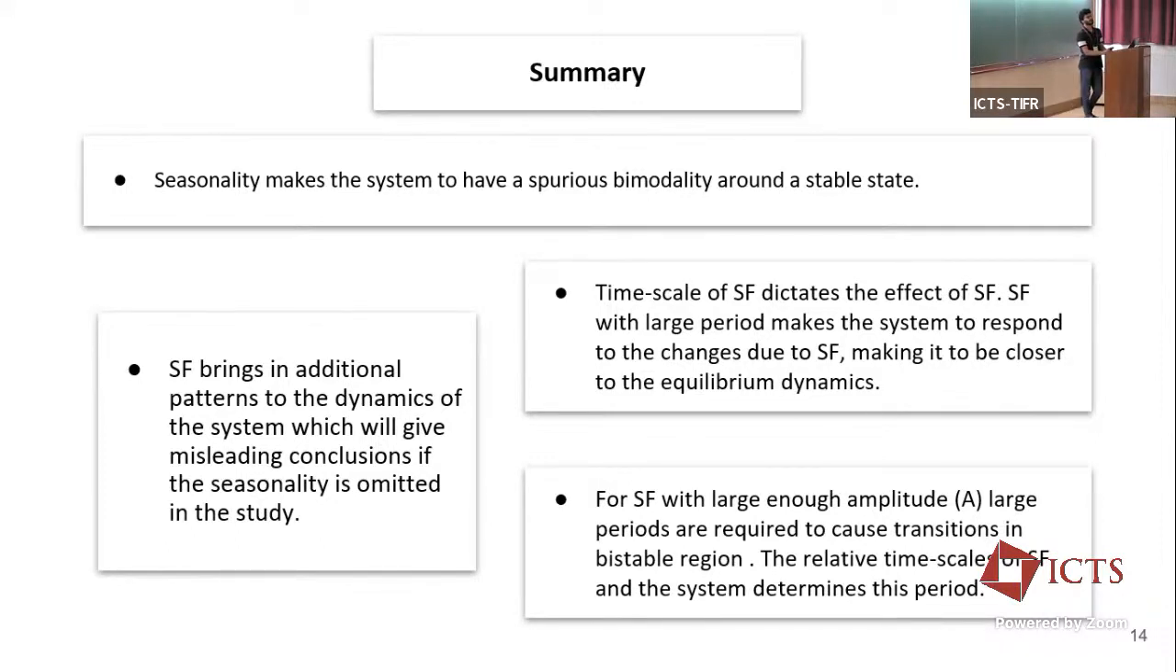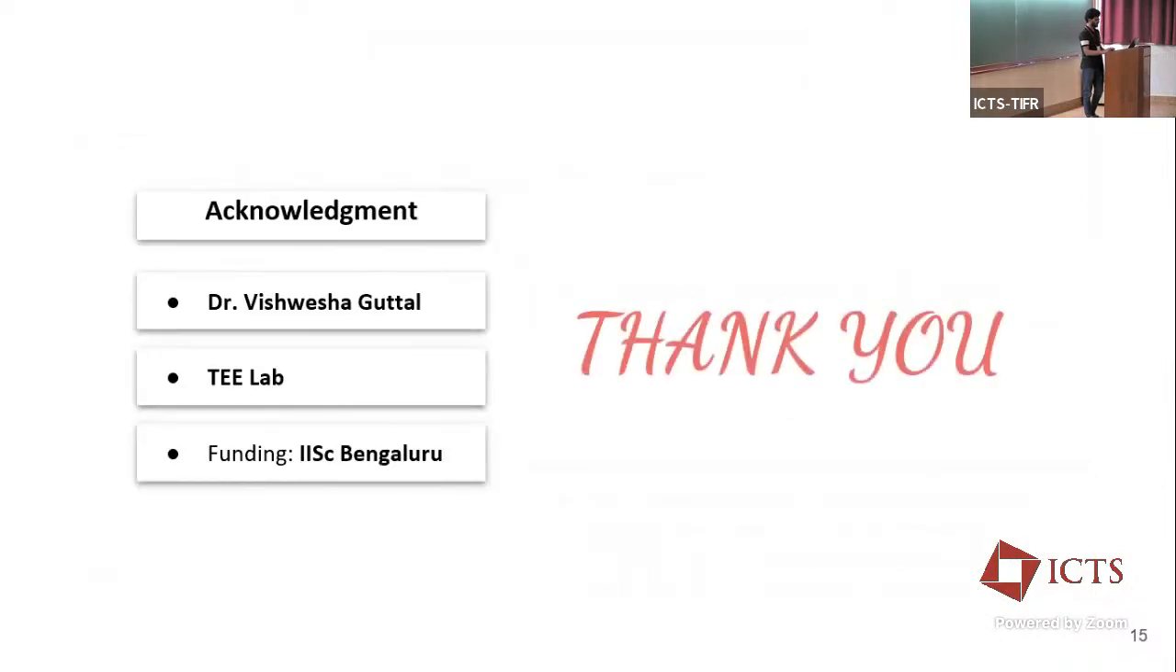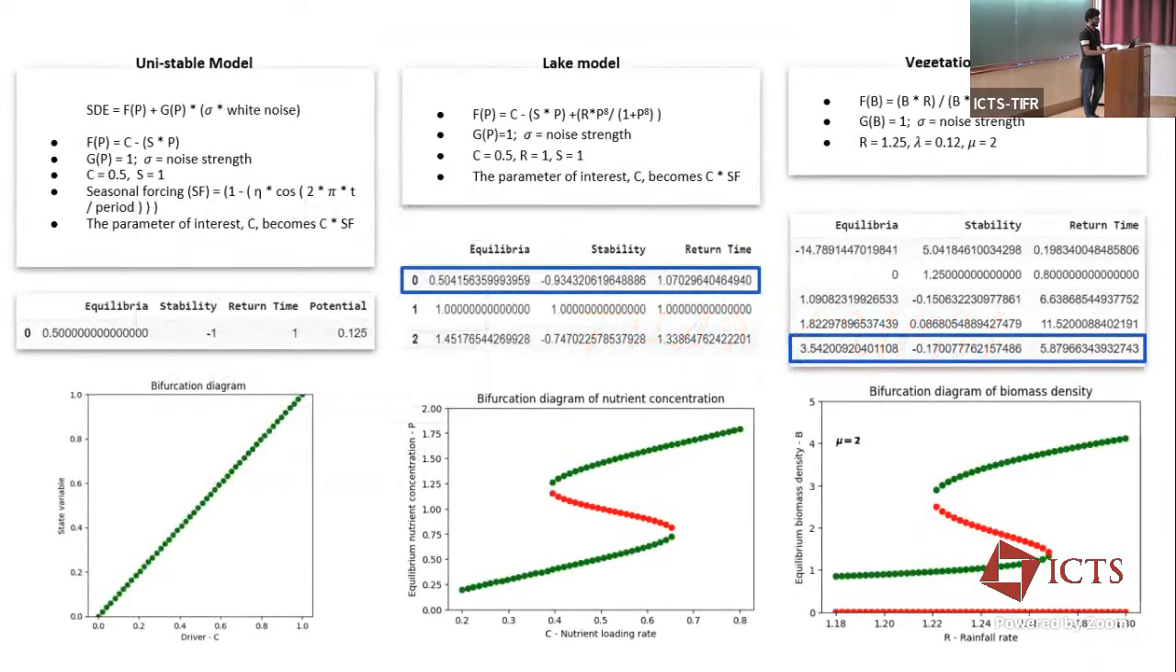Hello. Can you please tell me, maybe I missed it, which model is this? What is the model? So these are the models that I considered. Originally these are from the work of Guttal and Jayaprakash from 2007. I just modified the harvesting term to be type 3 in the vegetation model.